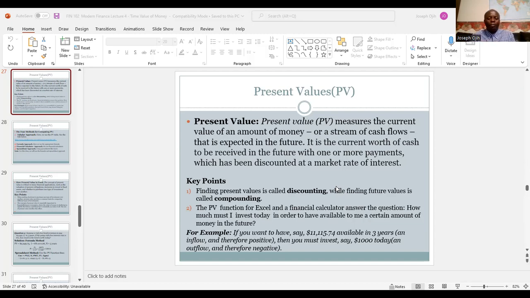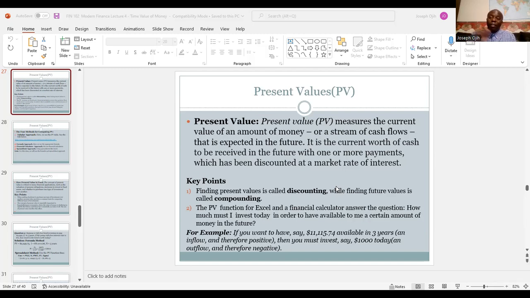You know, most financial calculations involve the use of present value still. Now, the present value function for Excel or a financial calculator can be used to answer questions involving present value.